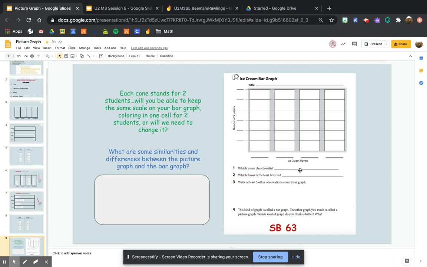What are some similarities and differences between the picture graph and the bar graph? You're going to answer that in this gray box. I want to know some similarities and some differences between the picture graph and the bar graph. When you've answered that question, move on to page 63 and complete page 63.